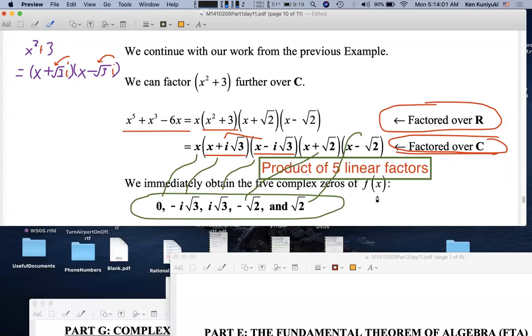Okay, and the fact that our list of complex zeros looks like this, it's not a coincidence. There are several patterns that do extend to theorems. We'll talk about those theorems next time.